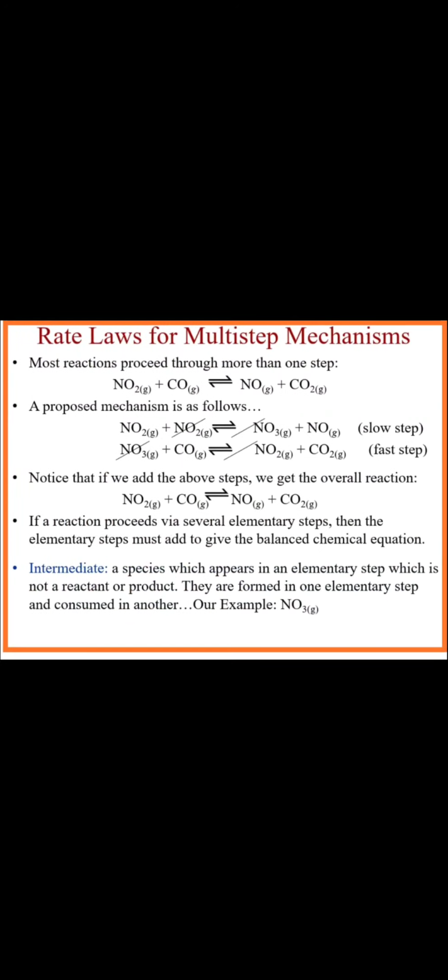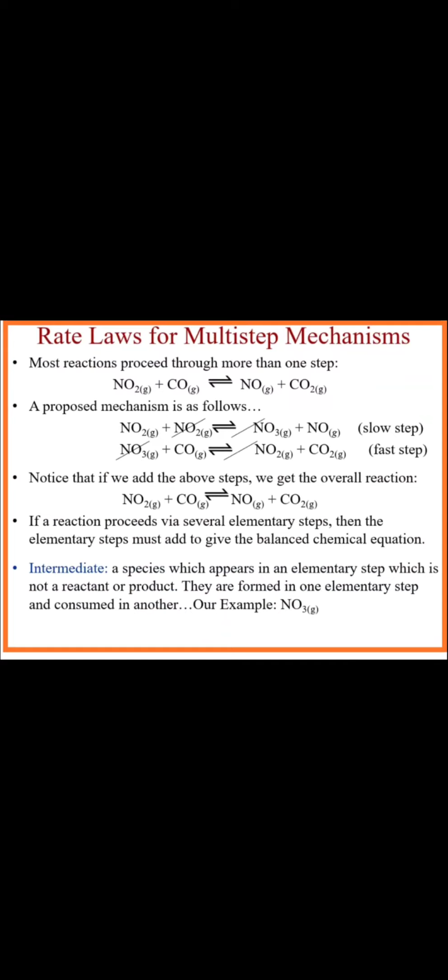Now let us see the mechanism of a complex reaction, that is, the rate law for a multi-step mechanism. Most reactions proceed through several steps. A reaction containing two or more steps is called a complex reaction. Here is the mechanism of a specific complex reaction in which nitrogen dioxide reacts with carbon monoxide, forming nitrogen monoxide and carbon dioxide.